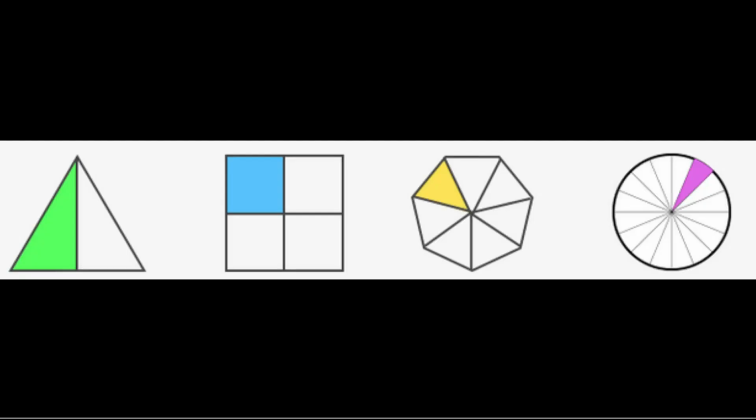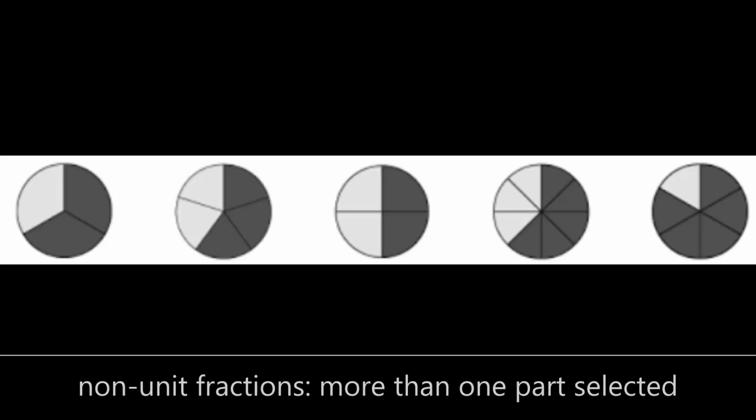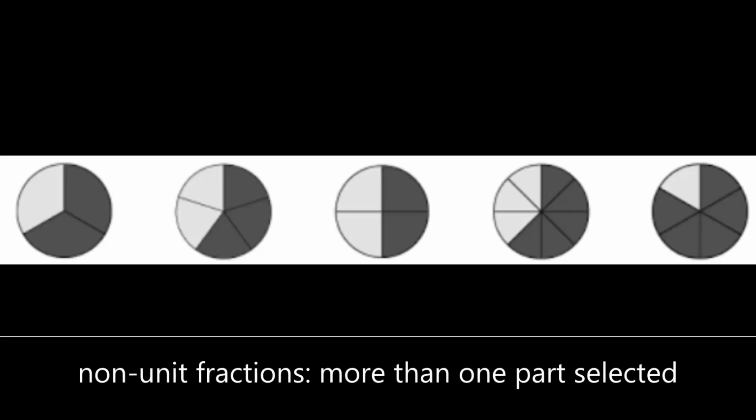Here you can now see that all of these fractions are unit fractions because only one part has been selected. The fractions that you can see now are all non-unit, and the reason they're non-unit is because more than one part has been selected and shaded in. It's time to pause the video again to do your next activities on your daily learning sheet.